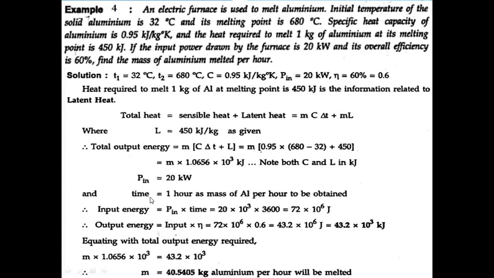Then time is equal to 1 hour, as the mass of aluminium per hour is to be obtained. So input energy is equal to power input into time. Time required is 1 hour, so energy is equal to power into time. So here we are getting the value in terms of energy. Then output energy is input multiplied by efficiency. Here we got the value of output energy. Now put this output energy in this equation and find out the mass of aluminium that will be melted per hour.